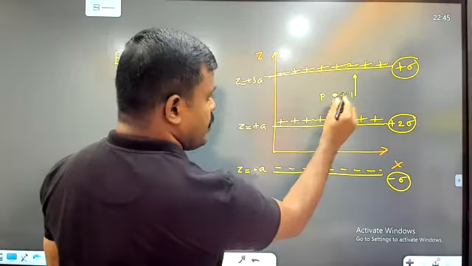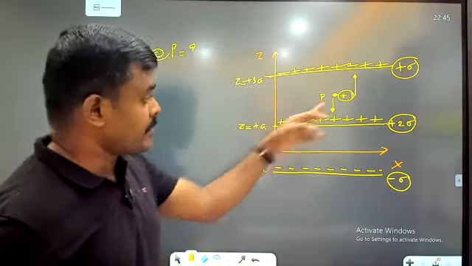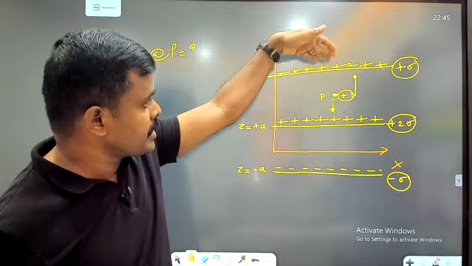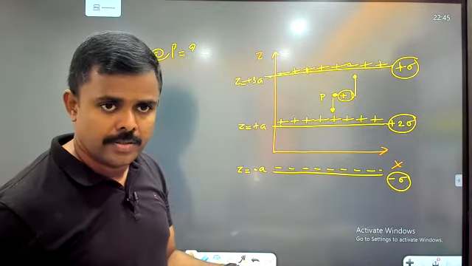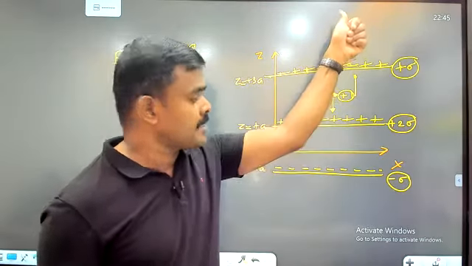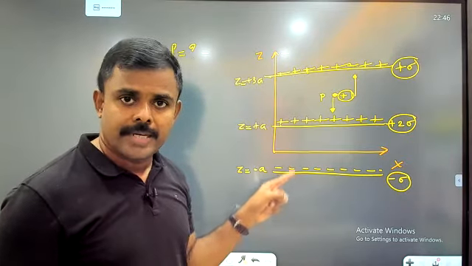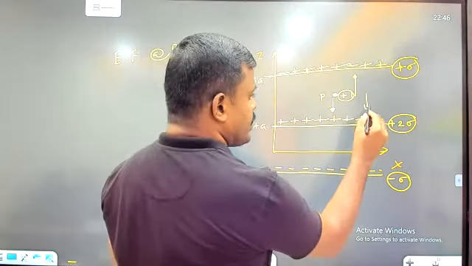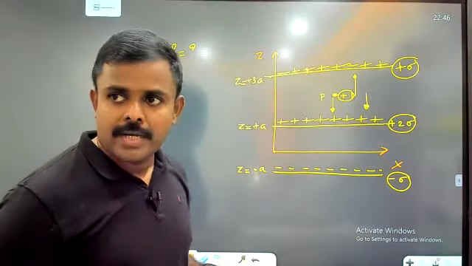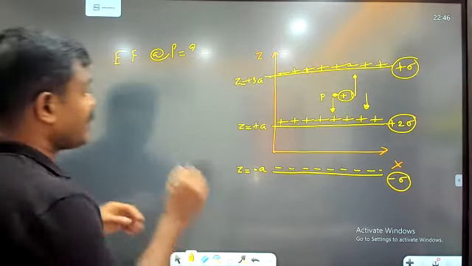Now this is plus 1. Is it repelled or attracted? This sheet is repelling plus downward, and this plus is repelling plus in the upward direction. And this minus is doing what? Minus will attract plus, so that will be in the downward direction. So I have 3 fields now. I'm going to write them one by one.